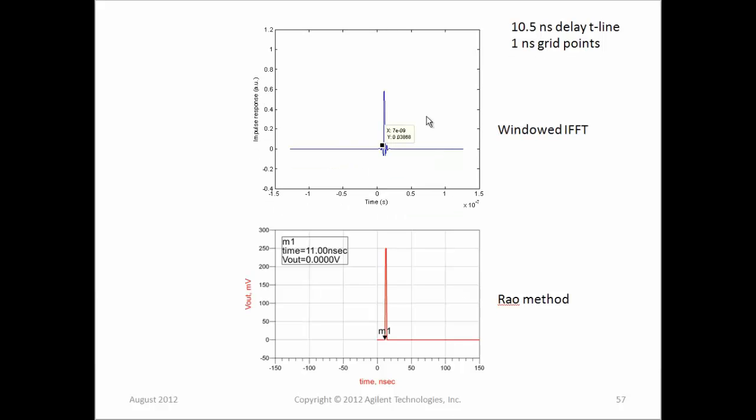And here's a second comparison now. Instead of the brick wall IFFT, this is the windowed IFFT. I mentioned that this actually makes things worse. You can see that the pulse is smeared into negative time and has a finite value even at 7 nanoseconds, before the speed of light pulse could even arrive. The windowed FFT is responding. Again, same comparison with the Rao method. We get no pre-excursion of the pulse.